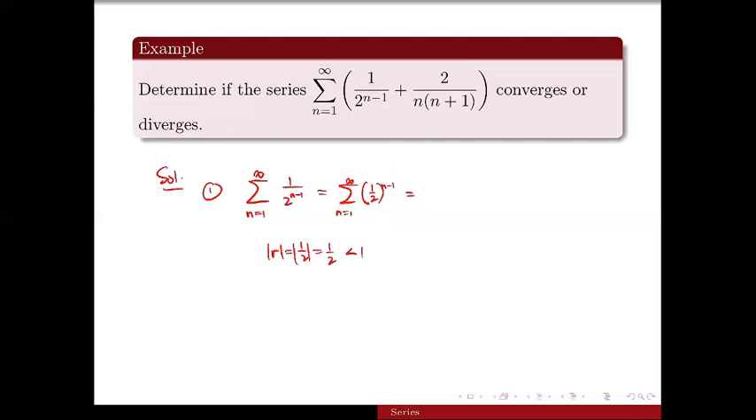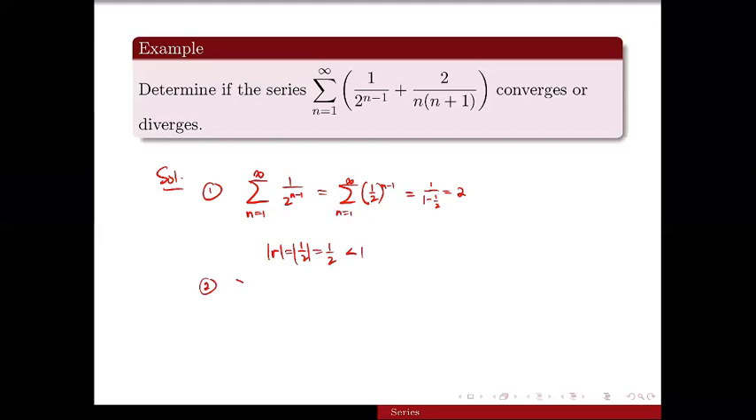And the sum, look at this. What is your a here? It's actually equal to 1. So basically, this is a equals 1, r equals 1 half. And therefore, you have 1 over 1 minus 1 half. This is equal to 2. Okay?